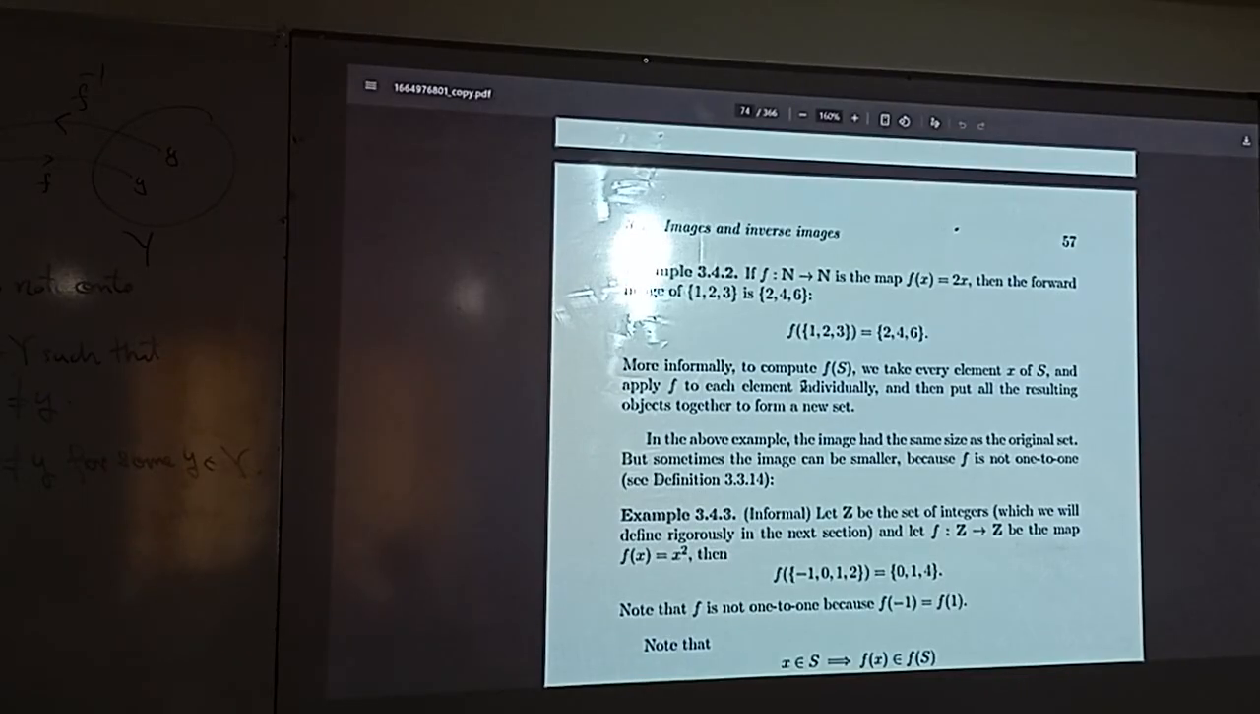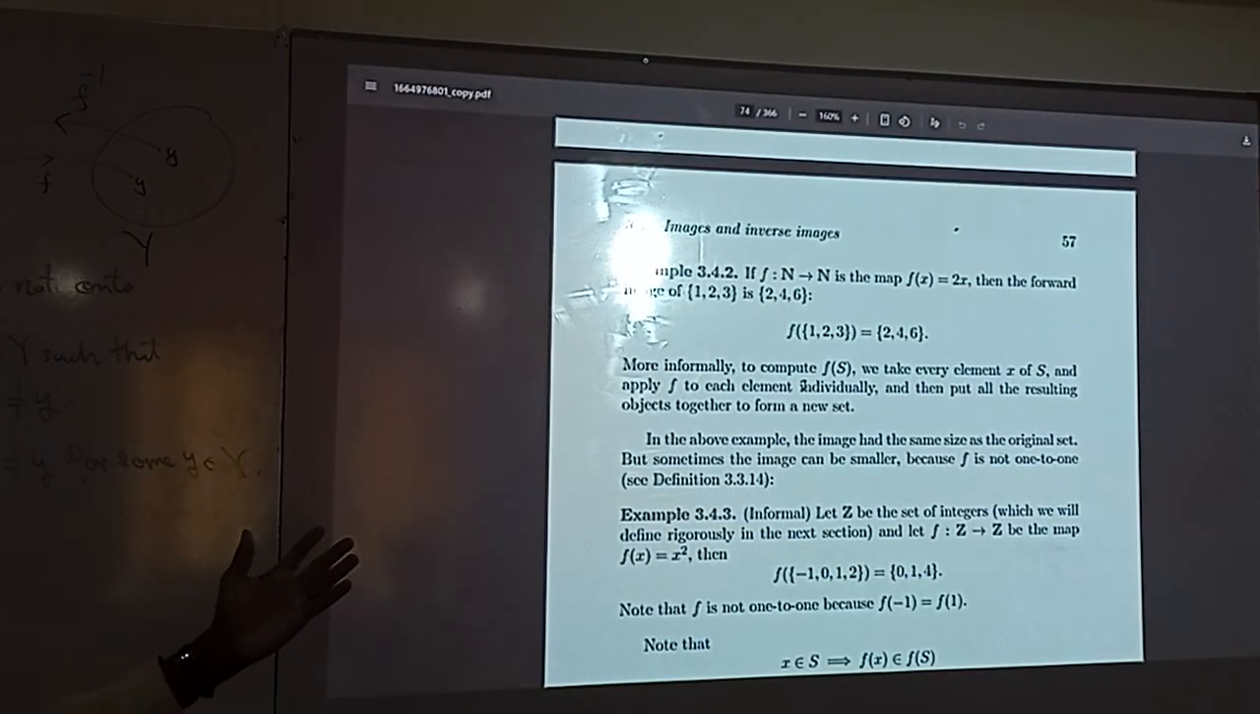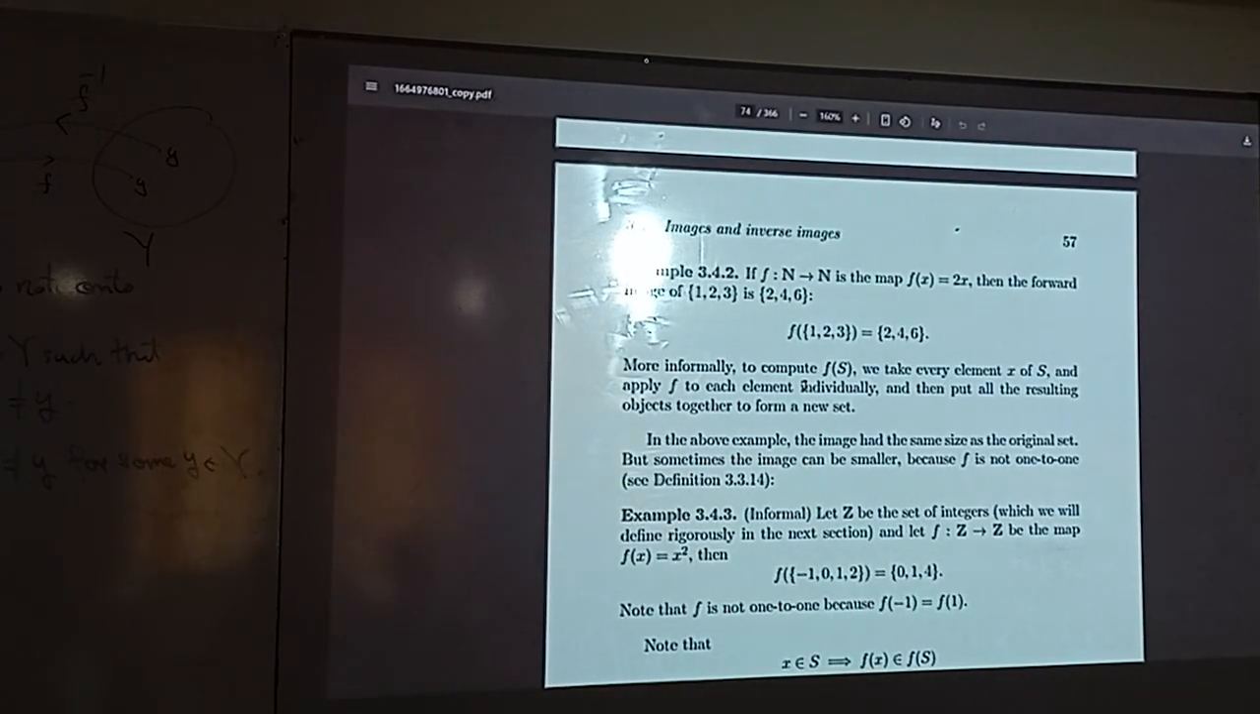If f from N to N is the map f(x) equals 2x, then the forward image is clear now. f(x) is 2x; f of 1, 2, 3 gives 1 times 2, 2 times 2, 3 times 2. That's clear, no? More informally, to compute f(S), we take every element x of S and apply f to each element individually, and then put all the resulting objects together to form a set. That's all. That's very clear.